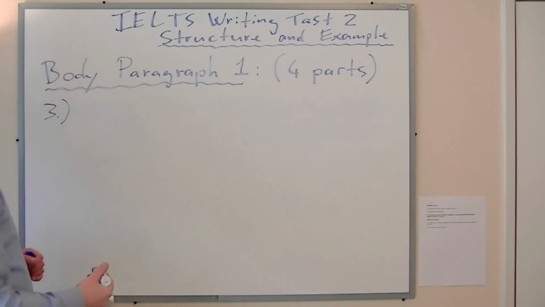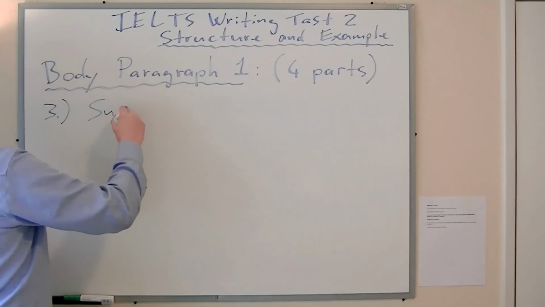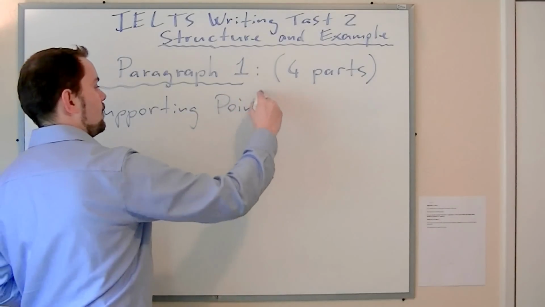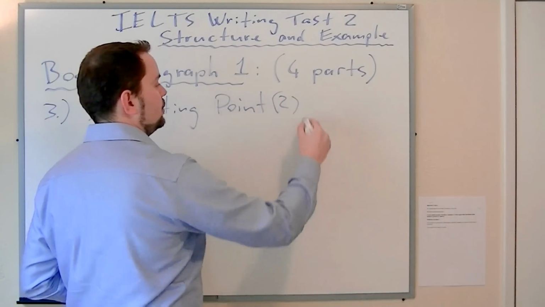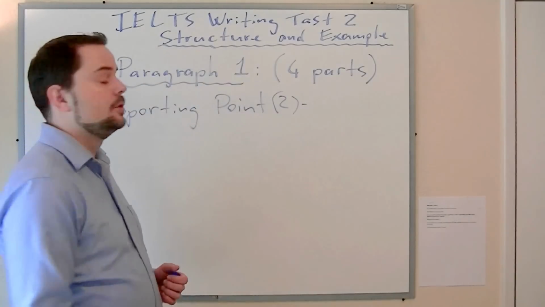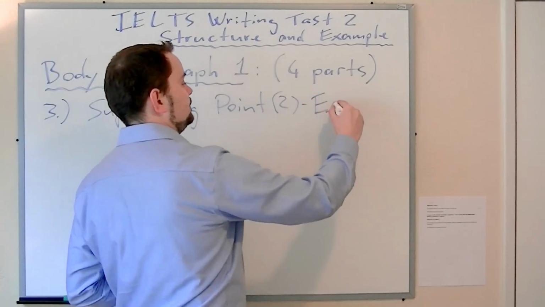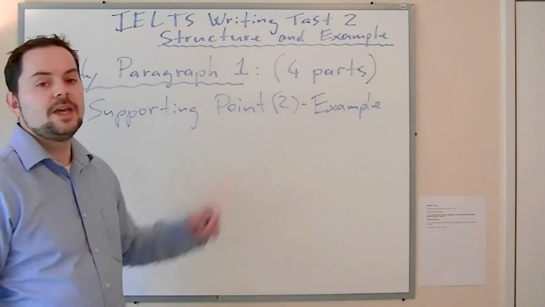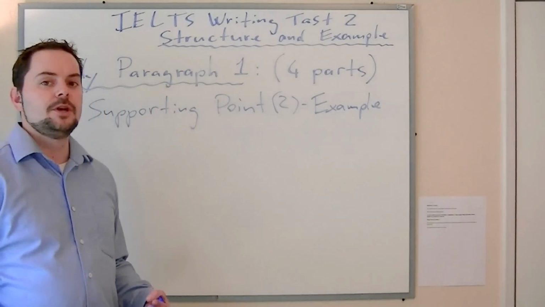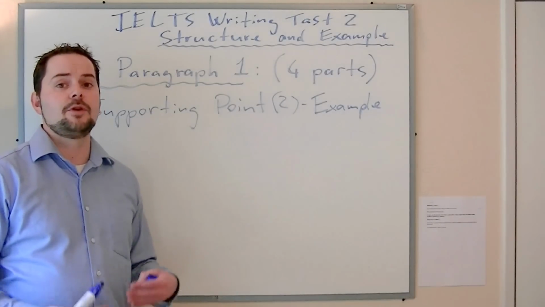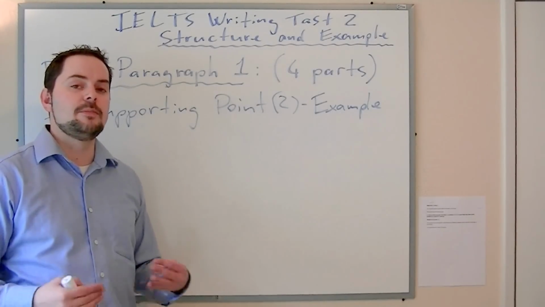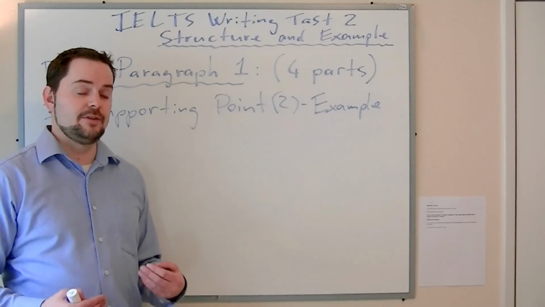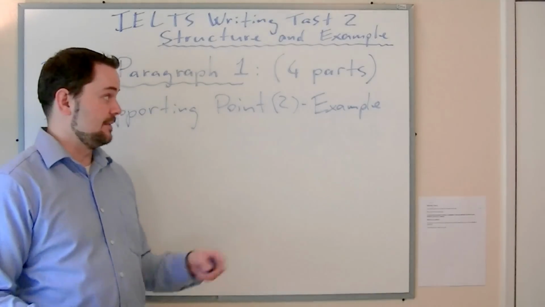So the third part of the body paragraph should be, again, another supporting point. We'll call this supporting point 2. And supporting point 2 is the example. So again, remember that examples are very important for readers and for an audience because that's the way they're able to measure and see the information that you're presenting. So it's a very, very important part of the body paragraph.